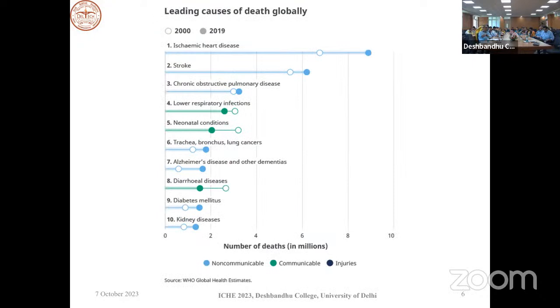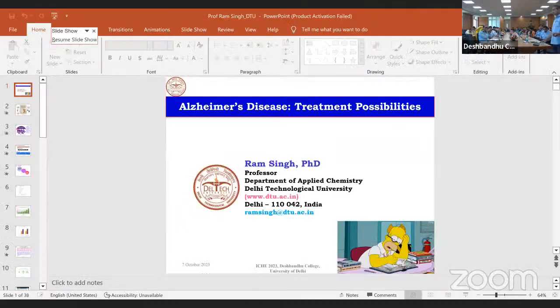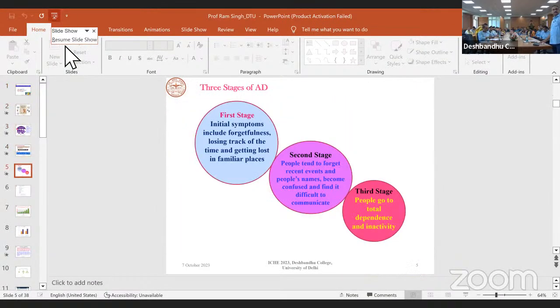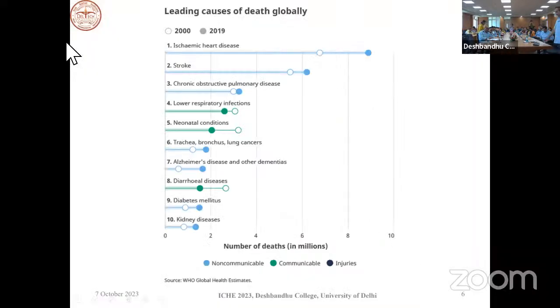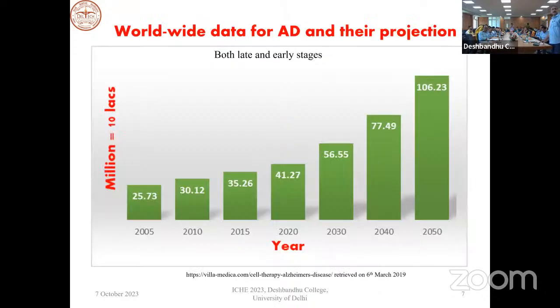According to WHO, this is the 7th leading cause of death. I think the pointer will not work on this LED. If you see the gap between 2000 and 2019, this gap is small here. So there is a possibility that this will go to the first, second, third, or fourth position very soon, by 2030 or 2050. By 2050, it is expected that 106 million people will be affected by this disease.